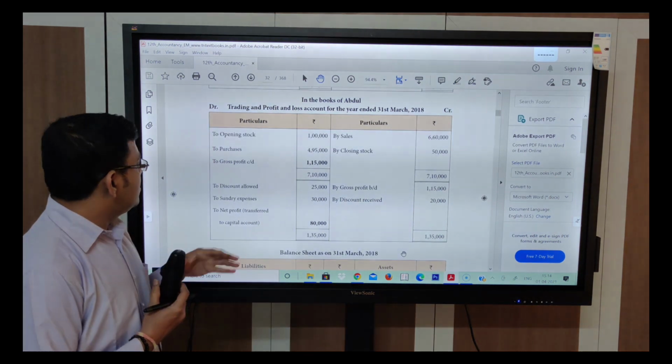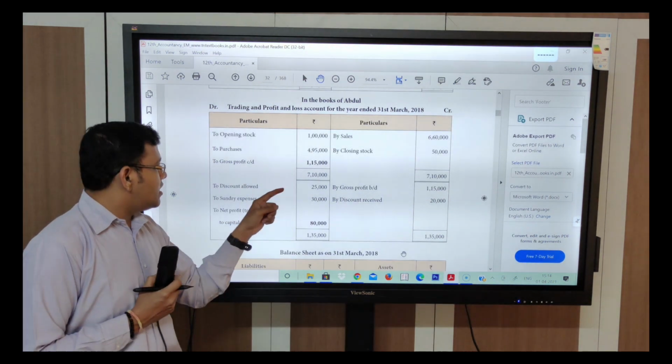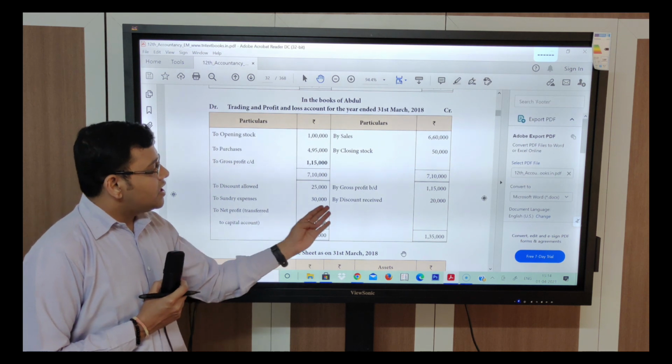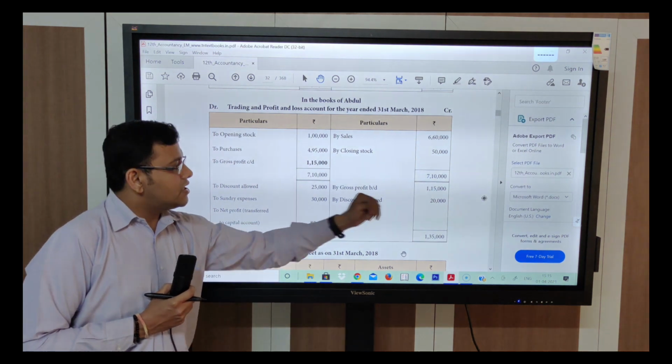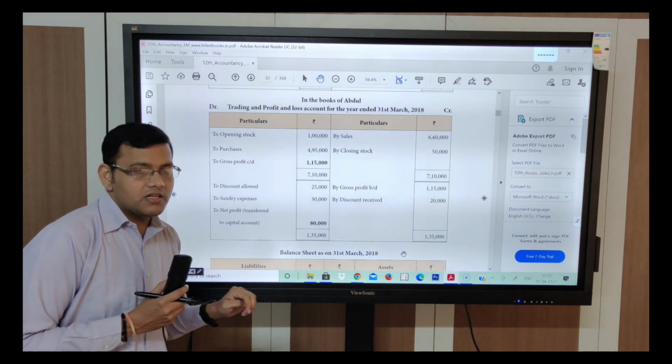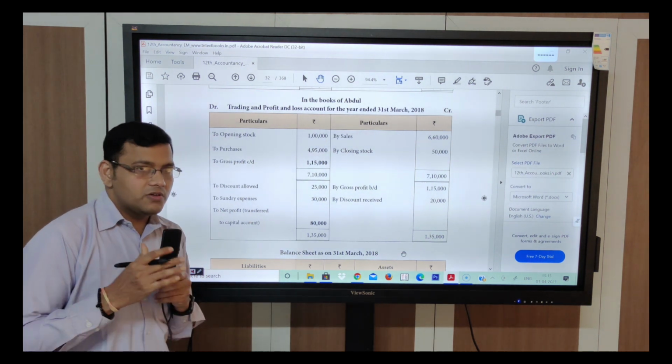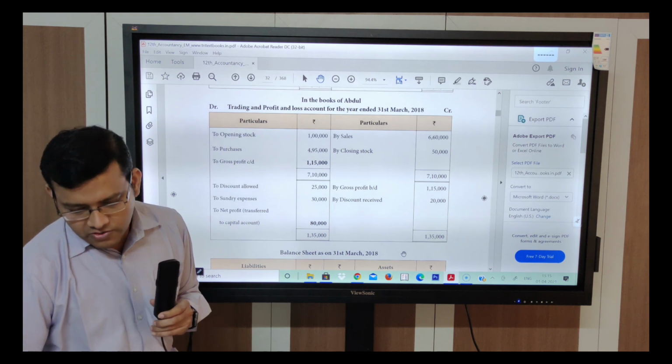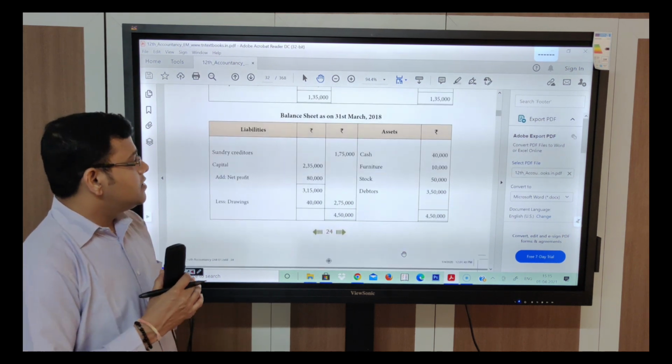Then there are other expenses like discount allowed and sundry expenses, and you got some discount also, so that will be on the credit side. So your net profit will be 80,000. This 80,000 will be transferred to where? Capital account.